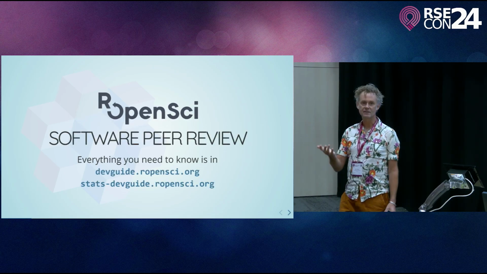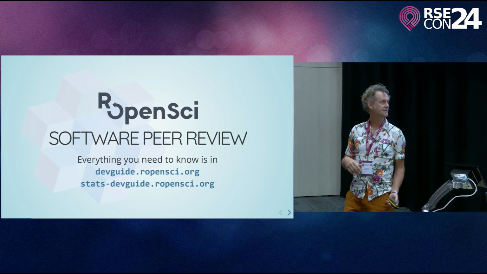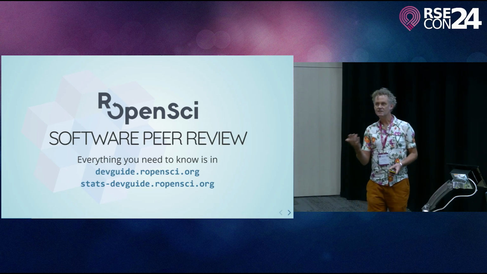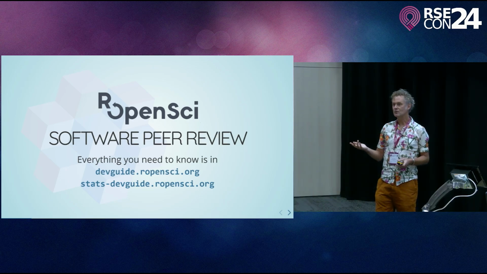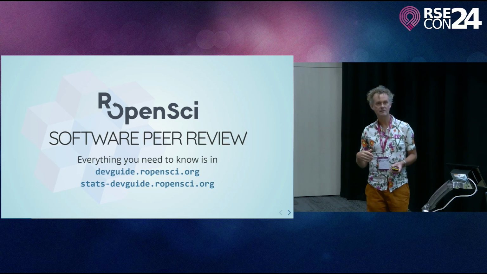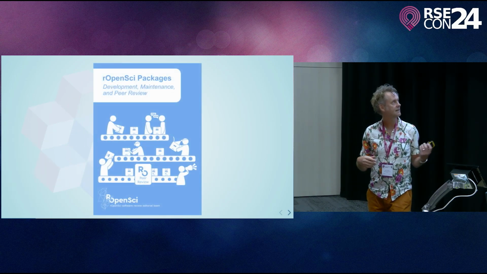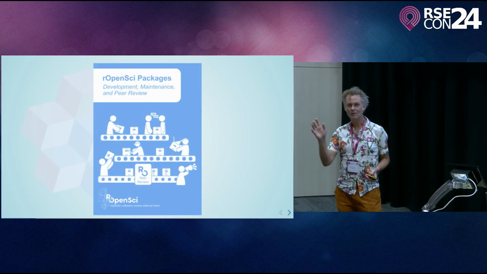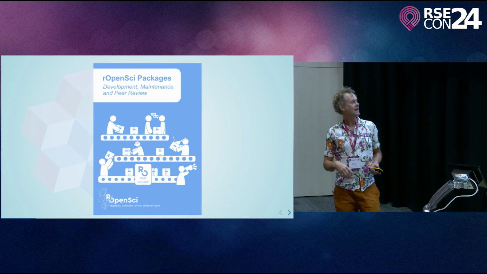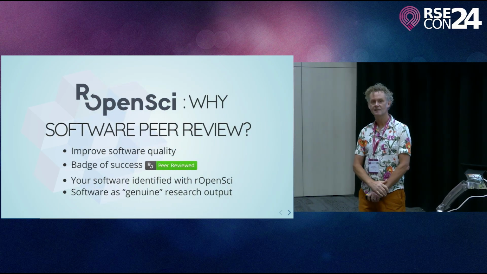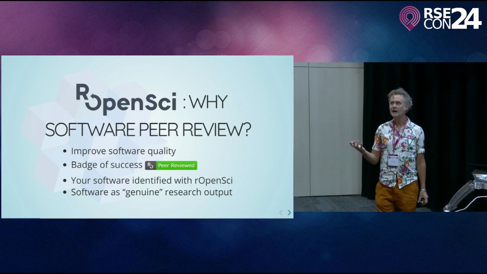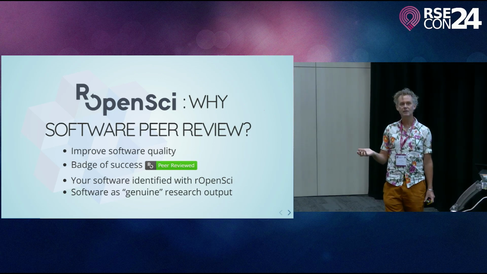We have, similar to JOS, a guidebook, as we call our dev guide, which is online there. There's also a dev guide for statistical software peer review, which is the focus of the talk today. This is the cover of our dev guide. I won't show you any of the contents of that. But the important thing is the why do software peer review?